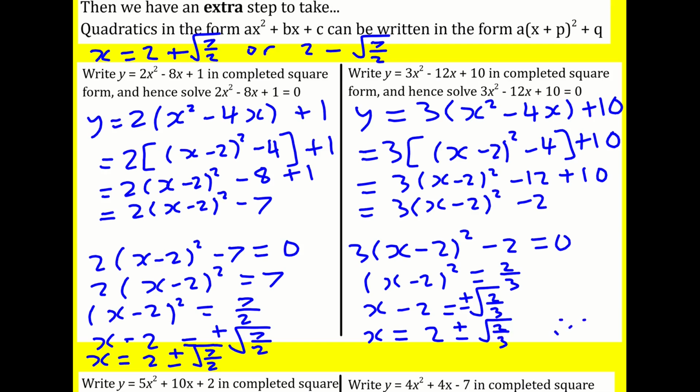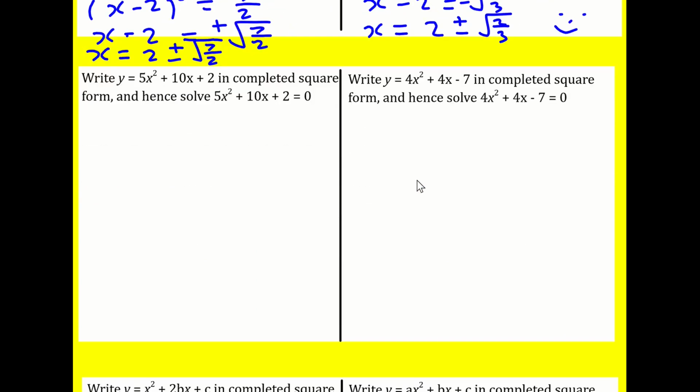Well done if you got that. I hope it makes sense. Couple more to try. We are going somewhere with this as well, which you'll see in a minute.